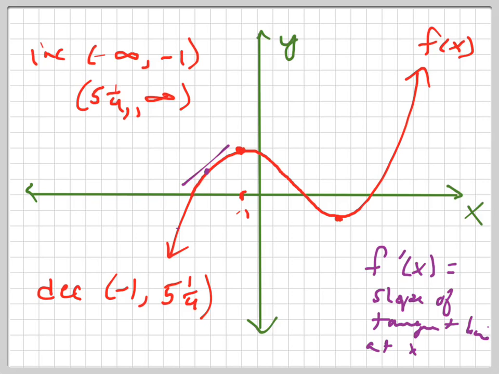What's the slope? Positive. How about this point right here? There is a slope, it's just 0. So the slope is 0. How about this point right here? The slope is negative, right? How about this point right here? It's still negative. How about this point right here? 0. How about this point? Positive. This point? Positive, etc.